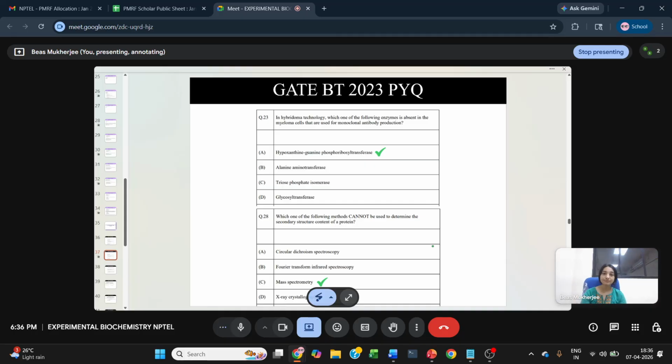HGPRT would be absent in the myeloma cells in monoclonal antibody production. Now, which cannot be used to determine the secondary structure? Of course, CD can determine the secondary structure. What about X-ray crystallography? You can still know if it is an unfolded protein or a folded protein. And what about FTIR? That can also tell you, but mass spectrometry is not going to tell you whether it is folded or unfolded, whether it's an alpha helix or a beta sheet. It is only going to tell you the sequence of the amino acids in that protein.